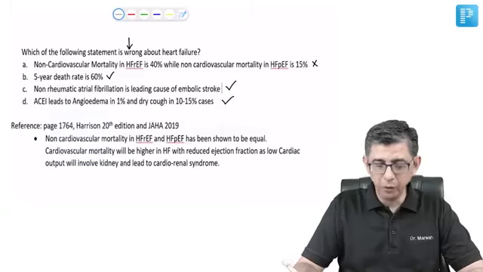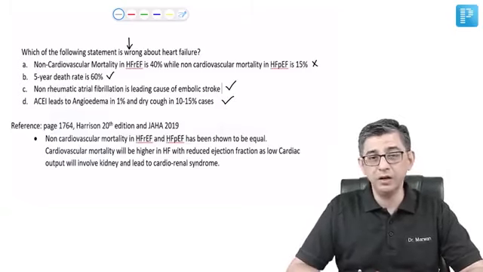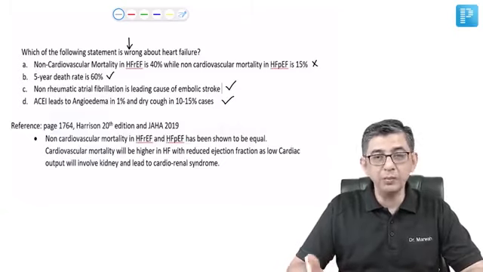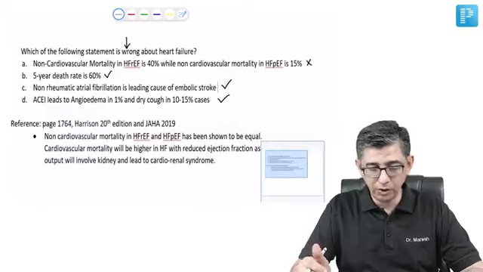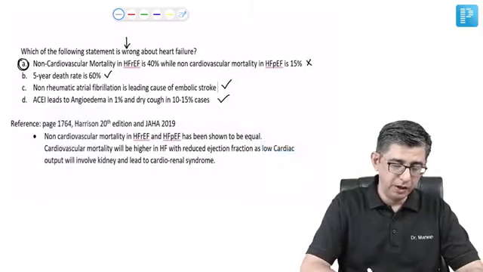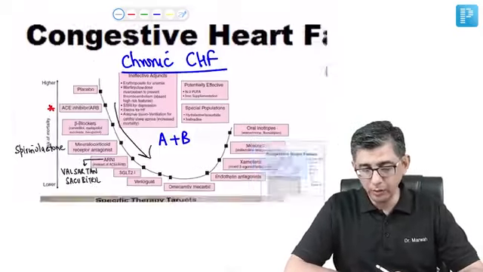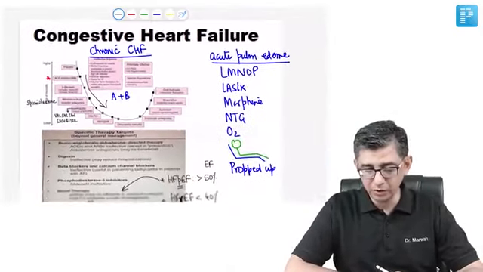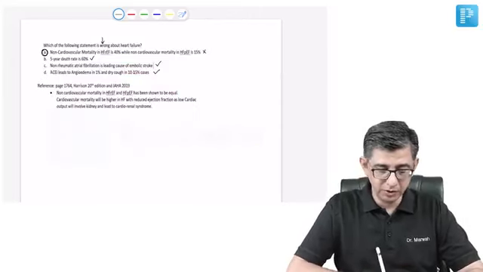D statement, nobody had an issue with that. ACE inhibitors, which are used in chronic congestive heart failure, could be having angioedema in 1% cases and dry cough in 10 to 15%. So the answer is pretty obvious for this one. And as far as the topic of heart failure is concerned, I would also suggest you read about the drugs which are taught in pharmacology, and that would give you more leverage to solve questions related to this topic.